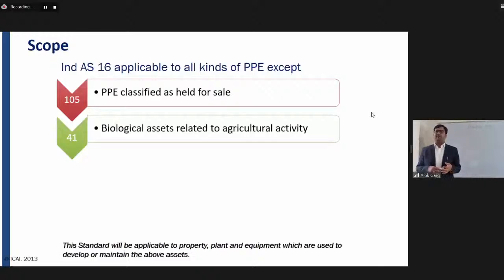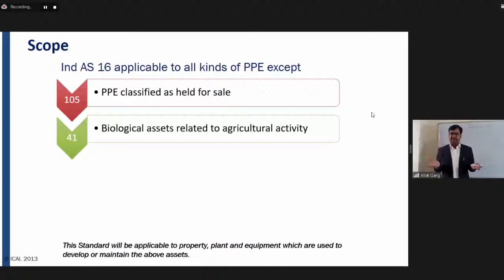So every kind of property, plant and equipment except, so exclusions are there. What are the exclusions? If an item is specifically covered by a particular standard, then it does not come under the purview of Ind AS 16. The first one is PPE classified as held for sale. There is a separate standard, Ind AS 105, which talks about property, plant and equipment classified as held for sale.